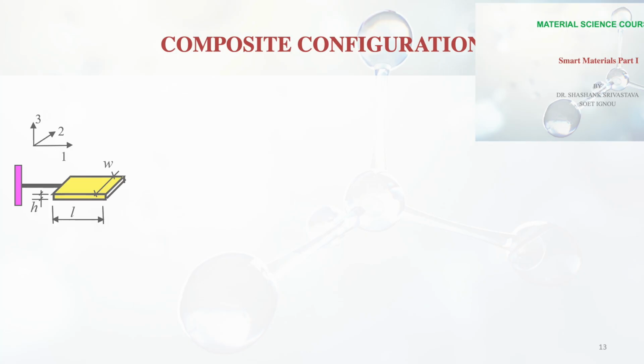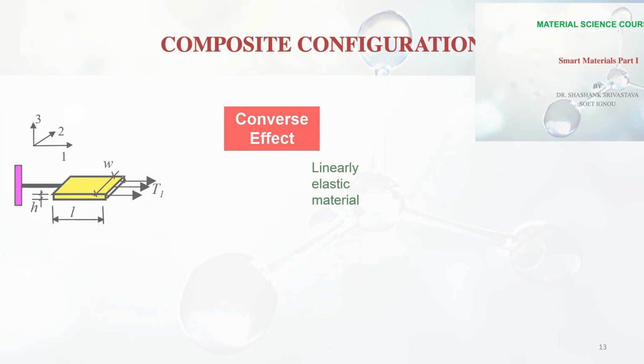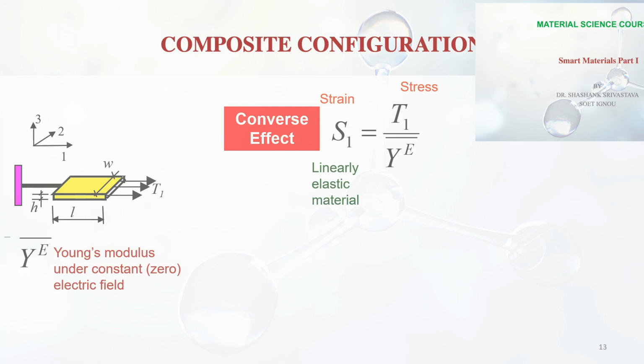Let us begin with the converse effect. What is the converse effect? Converse effect means that if we apply an electric field, we will find strains in the piezoelectric element. So we begin with the application of stress. If stress is applied, then the piezoelectric element behaves like any other linearly elastic material, and it undergoes the development of strain which is proportional to the stress, being related by the Young's modulus of elasticity. Converse effect: if we apply an electric field, then the electric field also gives rise to additional strain, and the two strains are additive in nature.